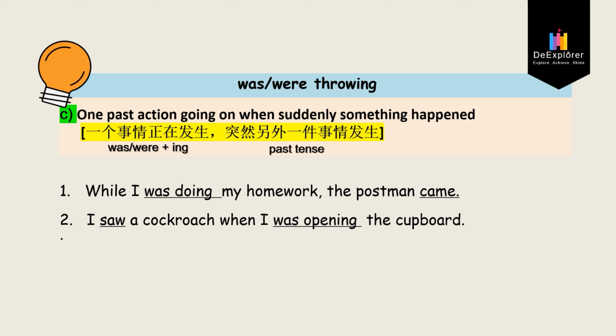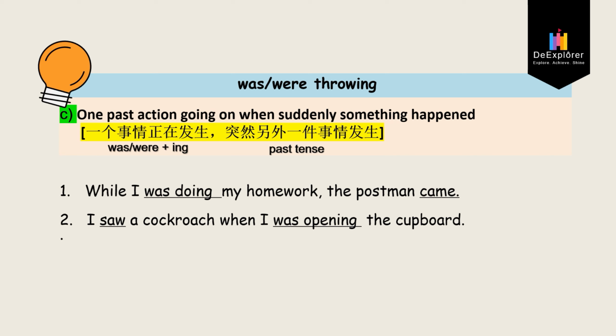突然间 what happened? The postman came. So came is the past tense verb. Okay. The second one, number 2, I saw a cockroach when I was opening the cupboard. See, I was opening the cupboard as the action going on. 正在开除，突然间，另外一件事发生的就是看到蟑螂。Okay, so please check. So which is the action going on?